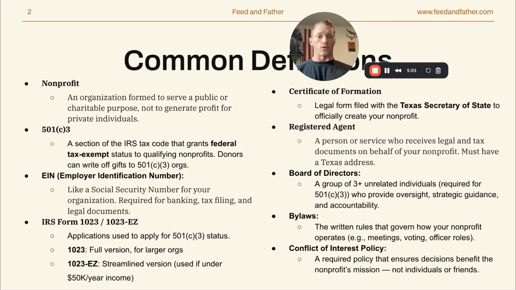Bylaws, written rules that govern your nonprofit. Conflict of interest policy, required policy that ensures decisions benefit the nonprofit's mission, not individuals or friends. So, yeah, remember the nonprofit, go back to the definition, it serves a public or charitable purpose, not to generate profit for private individuals. For-profit organizations, so just businesses in general, LLCs, whatever you want to call it, are fantastic, and they do a lot of good as well. But the nonprofit specifically gets a tax exempt status because you are not lining your pockets. You are specifically using the funds in a way that serves a charitable purpose.